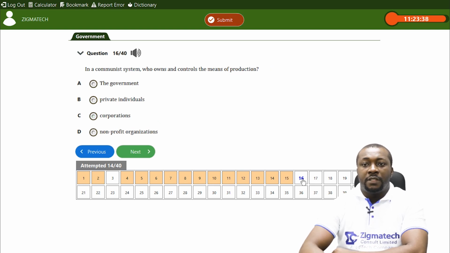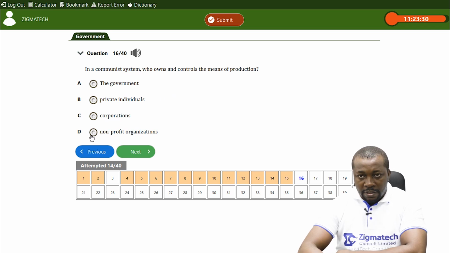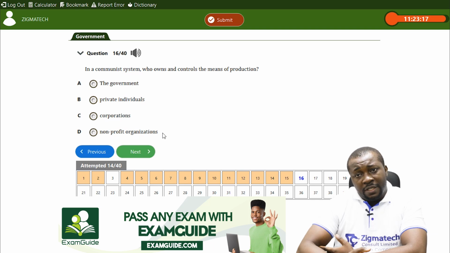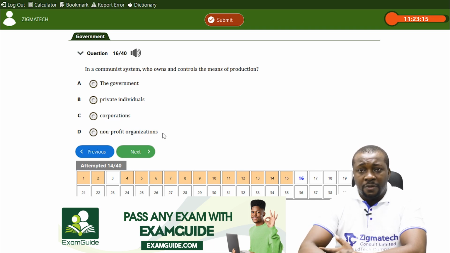Now, in a communist system, who owns and controls the means of production? Question number 16. Let's start from this D. Non-profit organizations. That's talking about NGOs. NGOs didn't control means of production. And of course, NGOs, you're talking about profit making. NGOs didn't control means of production.